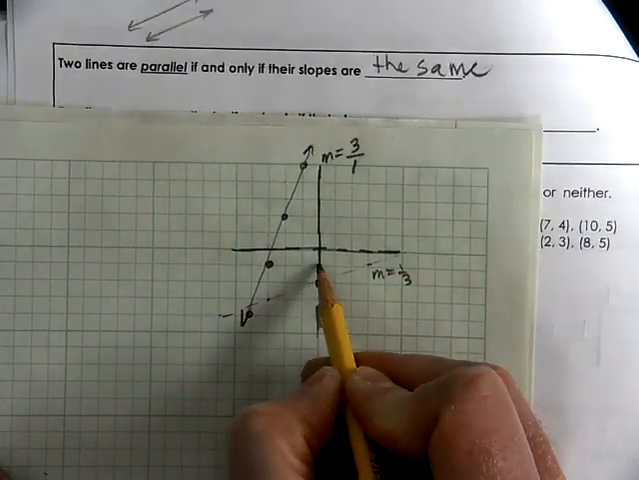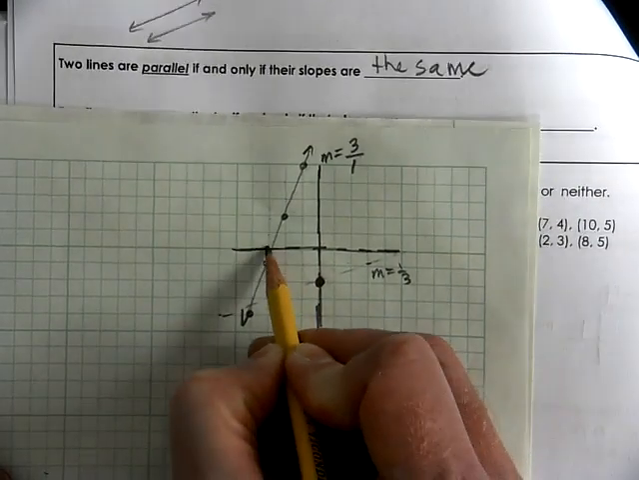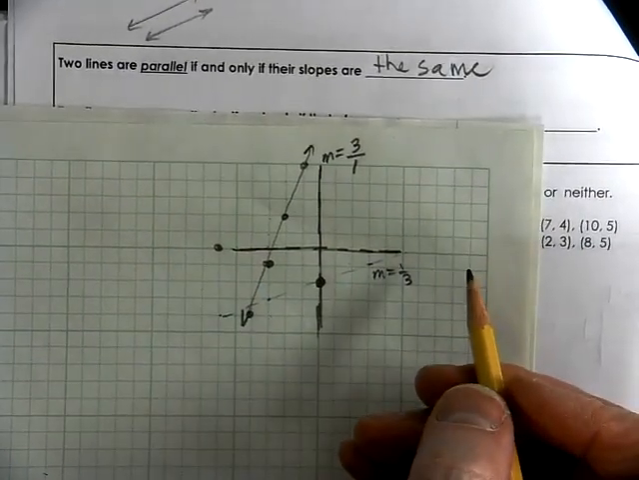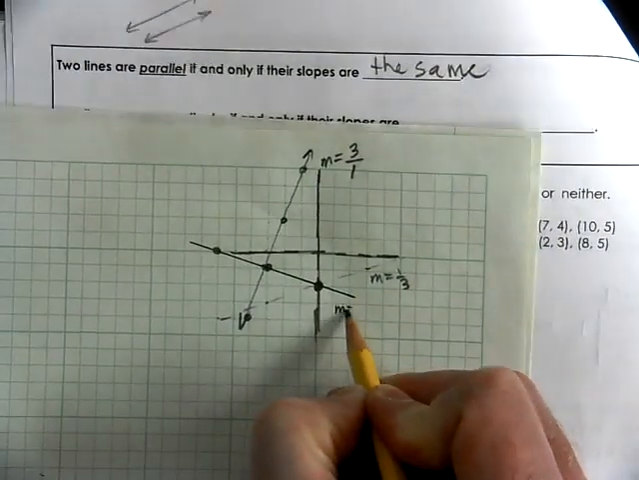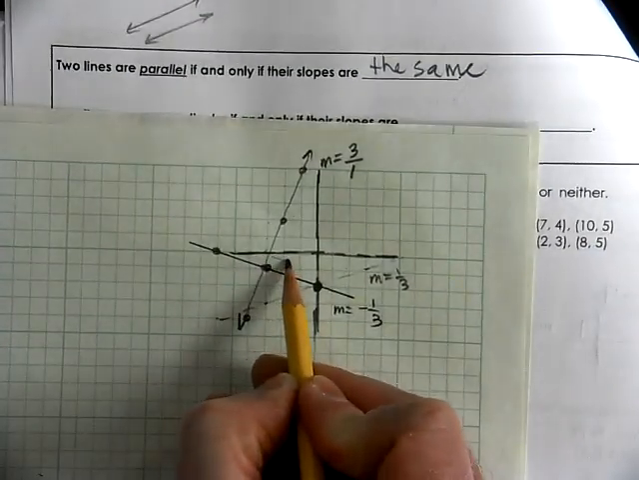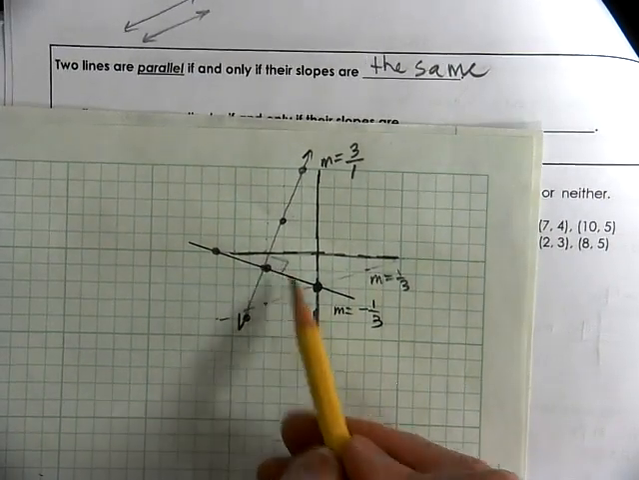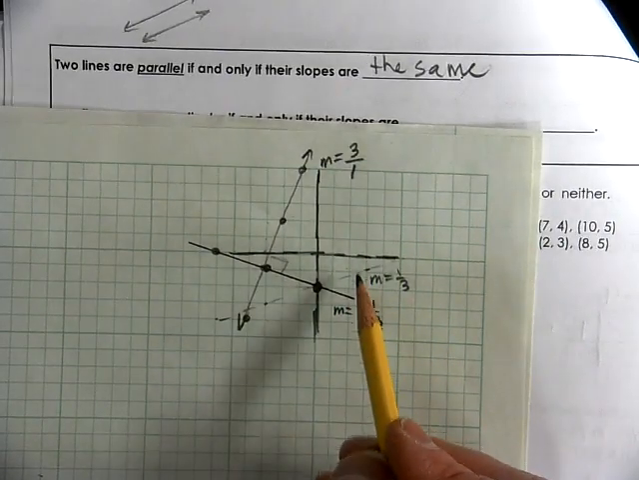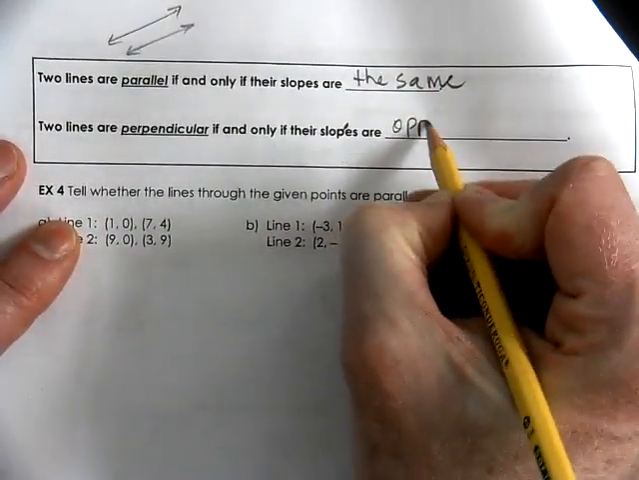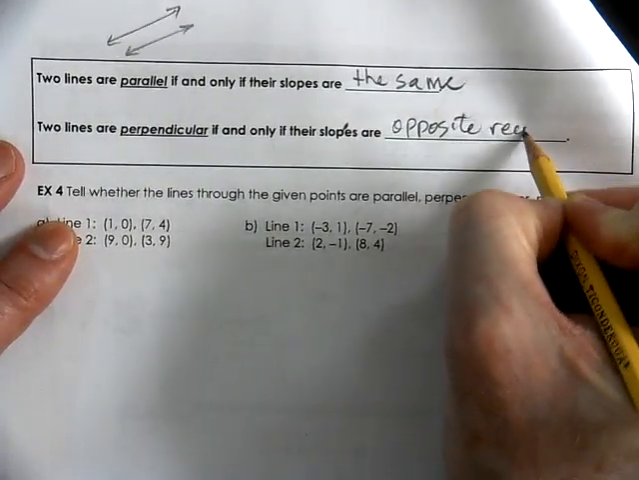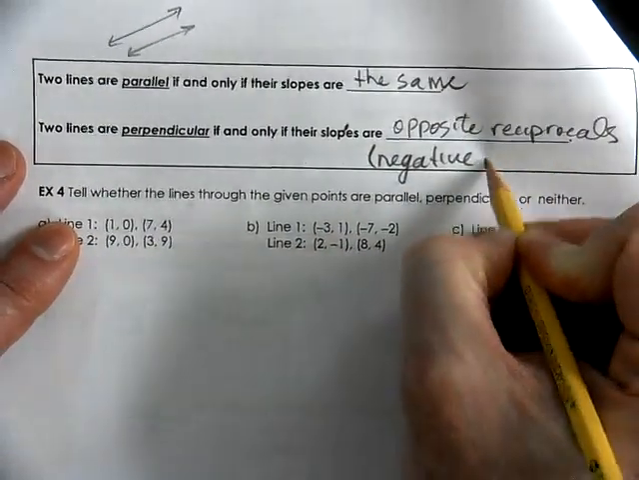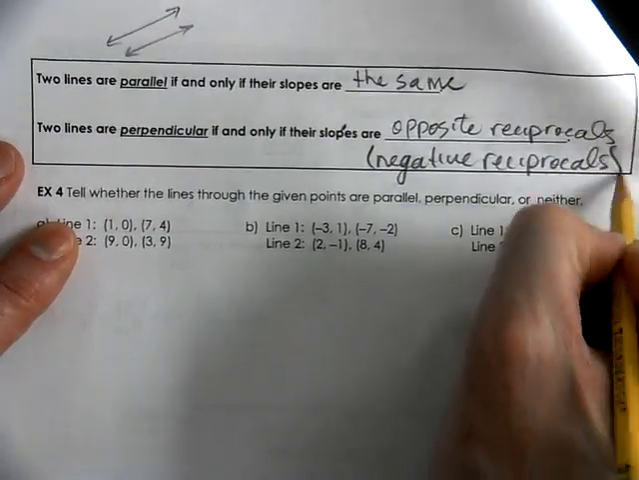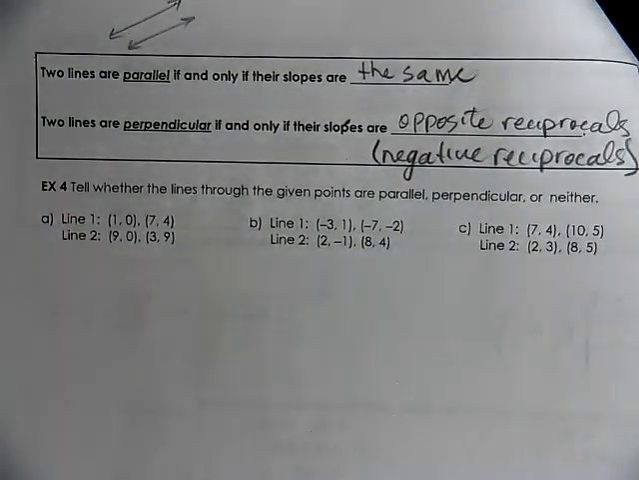But if we rise up 1, go backwards 3, rise up 1, go backwards 3, we get this slope that is negative 1/3, and there you have your right angle. So opposite reciprocals: you need to flip the fraction over and change the sign. Some people call it opposite reciprocals, some call it negative reciprocals. Both refer to the same thing.